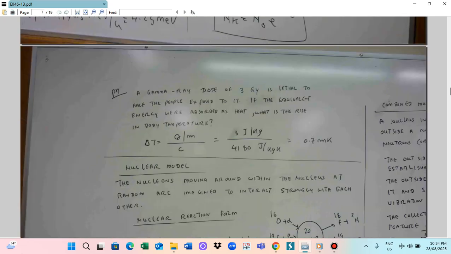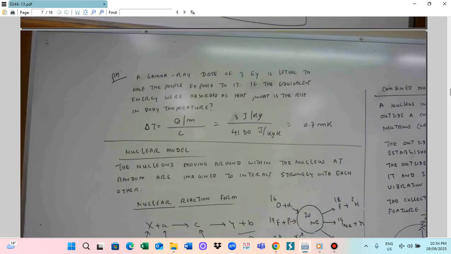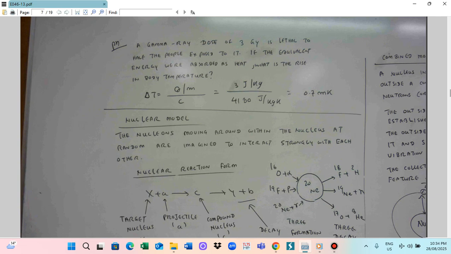In this problem, the gamma rays are close. Gamma rays dose of the 3 GY is lethal to half the population.